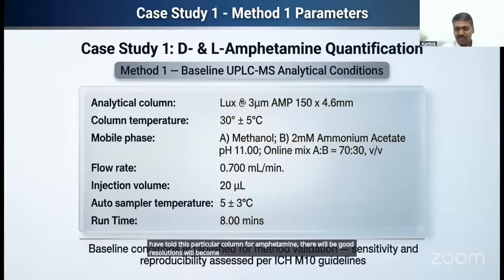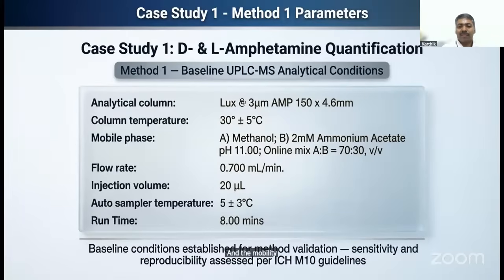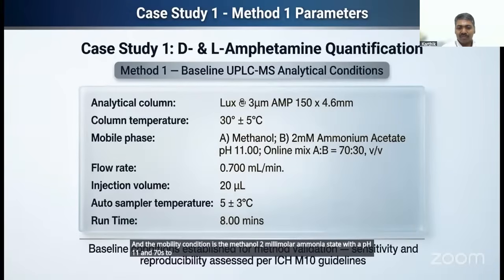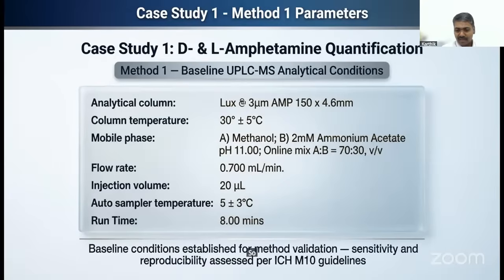So we used this column, and the mobile phase was methanol with 2 millimolar ammonium acetate at pH 11, in a 70:30 ratio, with a 20 microliter injection volume and an 8 minute run time. We did method development and pre-method validation and didn't face any issues. All the validation parameters as per the ICH M10 guideline were completed.